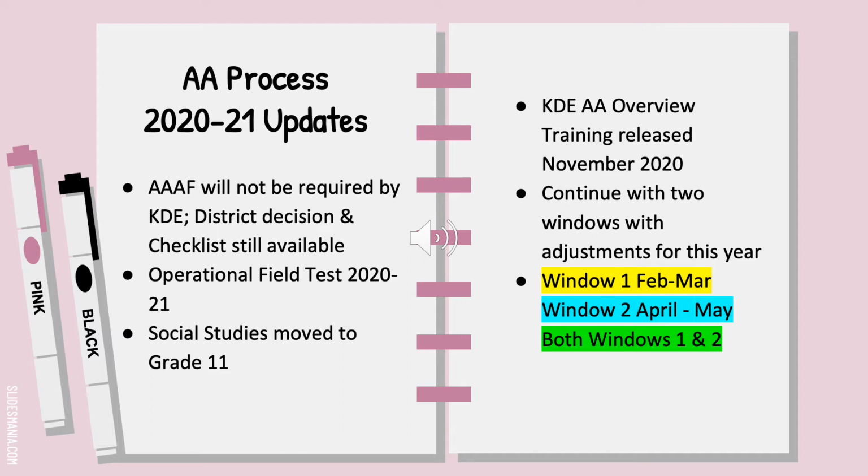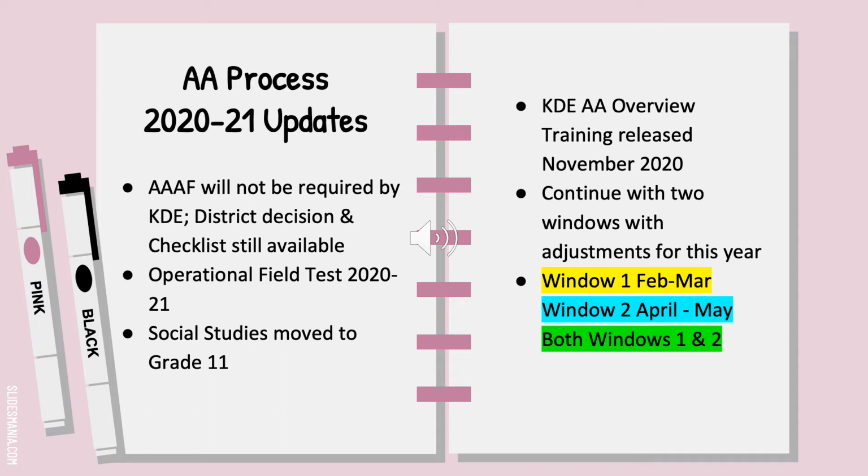So really on your end, there's not going to be a whole lot of change. It's mainly on the end of KDE to figure out what items are deemed spoiled versus what items they will maintain for accountability. Another change is the high school social studies assessment, which will be moved from grade 10 to grade 11. Also, the fall testing window will be moved back to February to take the pressure off teachers and students as the school year has started in the middle of a pandemic.